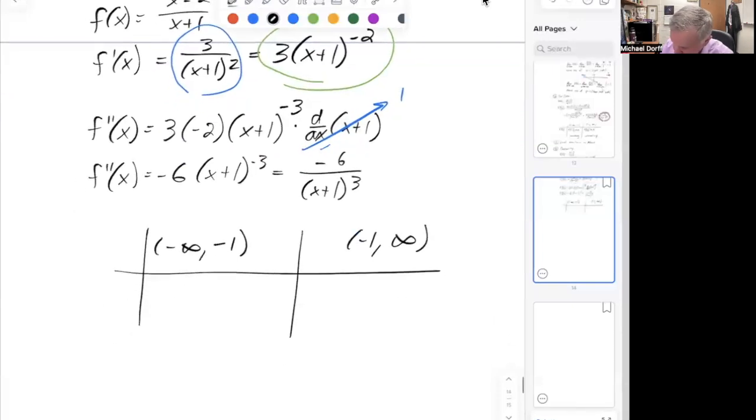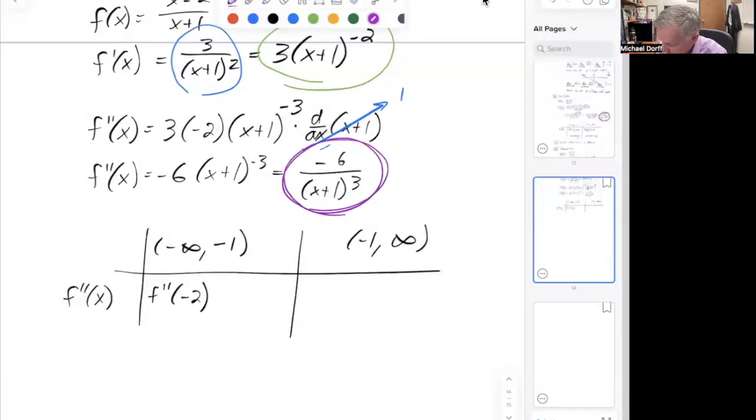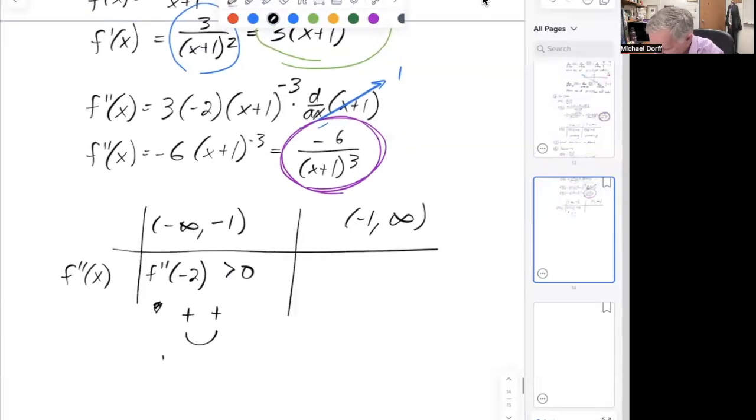And we're going to now evaluate a point in those intervals and plug it into the second derivative. I'm going to take the point -2. When I put that into what I have here in purple for my second derivative, I'm going to see that that is going to be a negative on top, and a negative on the bottom, and therefore it should be greater than 0. So I have 2 pluses, smiley face, so it's concave up.